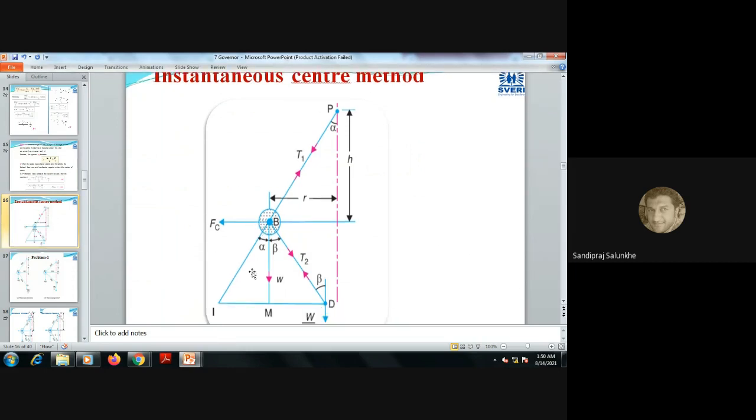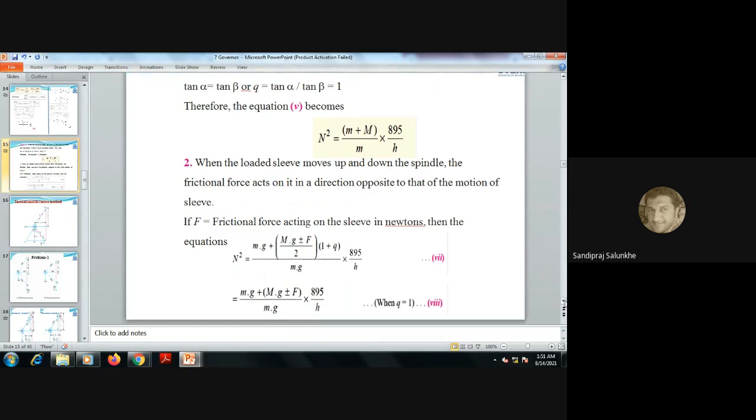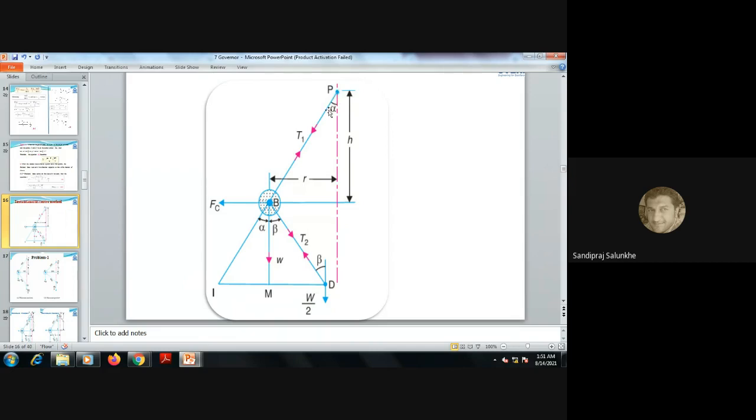This is how we can calculate the force by the instantaneous center method, but we don't have that instantaneous center method. This Q also we have to consider. This Q is nothing but this angle beta, which we are going to consider. These angles are nothing but the angle made by the upper link with the vertical axis of rotation and the angle made by the lower link with the vertical. That upper angle is called alpha and the lower angle is called beta.